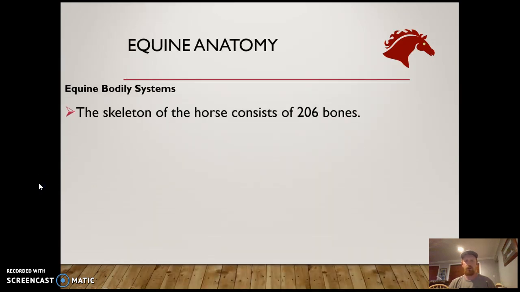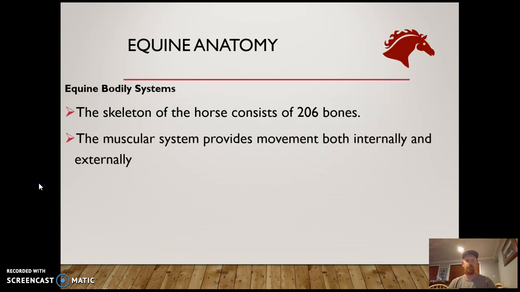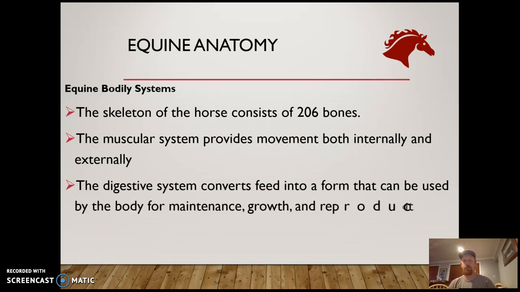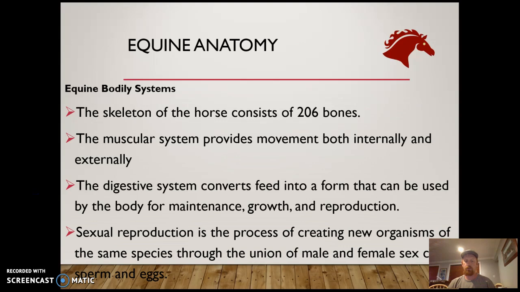Now, first off, the equine body system is going to consist of a skeleton of 206 bones. The muscular system provides movement both internally and externally. The digestive system will convert feed into a form that can be used by the body for maintenance, growth, and reproduction. Sexual reproduction is the process of creating new organisms of the same species through the union of a male and female sex cells, sperm and egg.